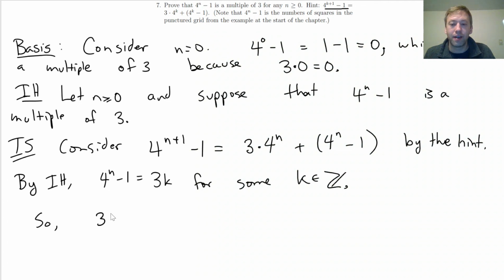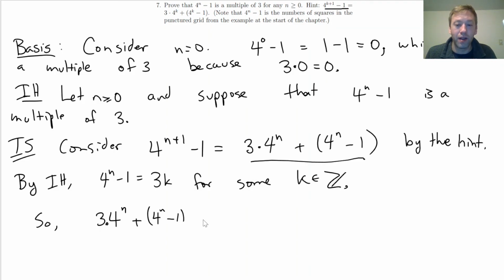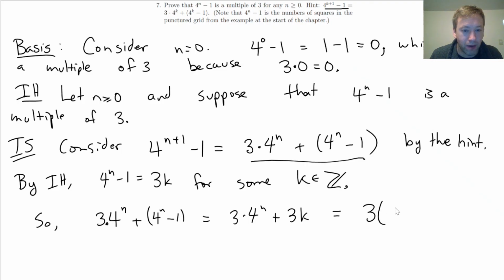So I'm going to go back to this expression here. So 3 times 4 to the n plus 4 to the n minus 1 is equal to 3 times 4 to the n plus 3 times k, which we can then collect up, pull out a 3. So it's 3 times 4 to the n plus k, which is a multiple of 3 because 4 to the n plus k is an integer.